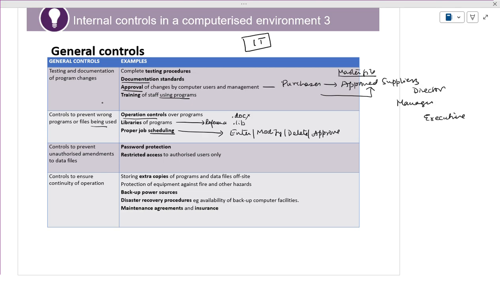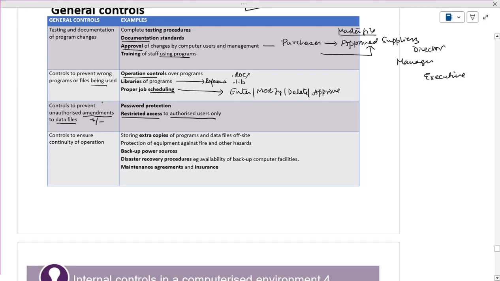Proper job scheduling. Controls to prevent unauthorized amendments. Amendments means you are adding or subtracting to the files, modifications. They are talking about the data file. You have password protection and restricted access to authorized users only. Now, control to ensure continuity of the session: storing extra copies of programs and data files off-site.